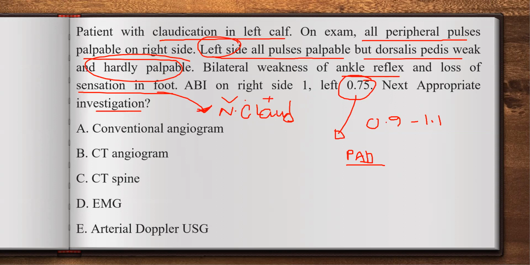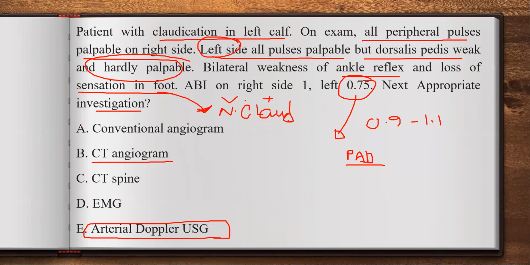So in this case, they're asking what is the next appropriate investigation. You want to do conventional angiogram, CT angiogram, CT spine, EMG, or arterial Doppler ultrasound. So next should always be arterial Doppler ultrasound. Now in here, if it was a venous Doppler ultrasound, what would be your next option? So B, right? Good. So in that case, you will go for a CT angiogram.